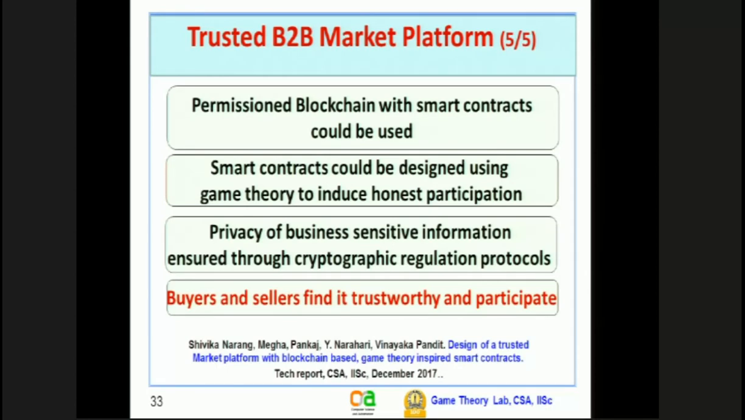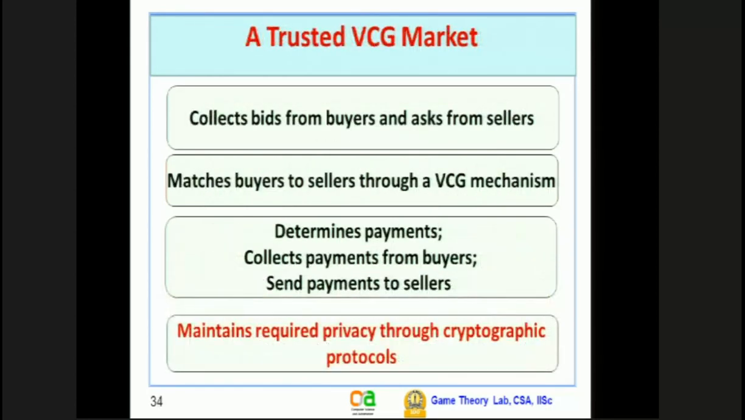But in general, you can take any mechanism and then implement it using a blockchain. For example, if you want to have a trusted VCG market, which uses a Vickrey Clarke Groves mechanism, here is a very simple way of coming up with a blockchain-based system which will precisely implement that mechanism.